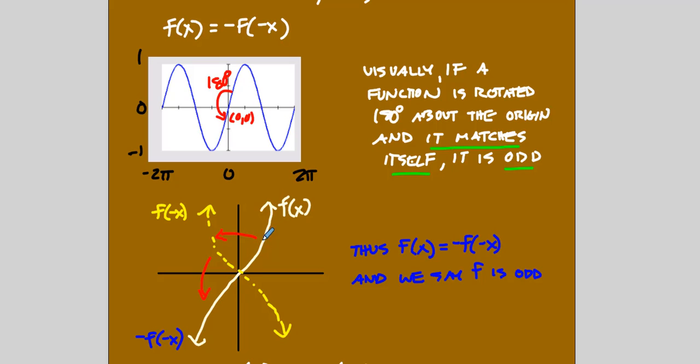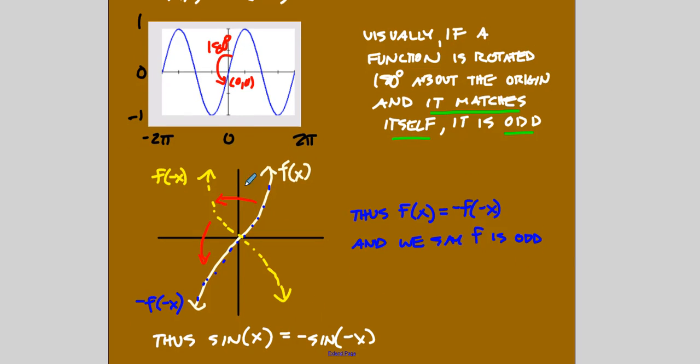So if I have a function f of x, let's say this could be like x cubed. If I reflect it over the y-axis, this is going to be f of negative x, and the graph looks like this. Clearly these graphs do not match each other, f of x and f of negative x. However, if I take f of negative x and reflect it over the x-axis, that would give me negative f of negative x, which in fact is the same function in this case as f of x. Thus if f of x equals negative f of negative x, we say f is odd.